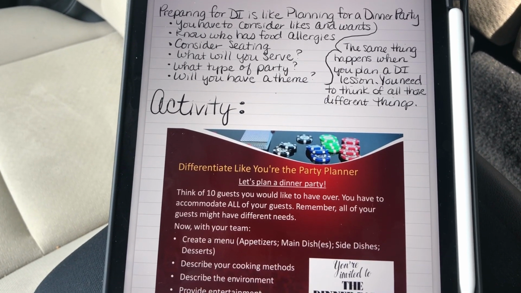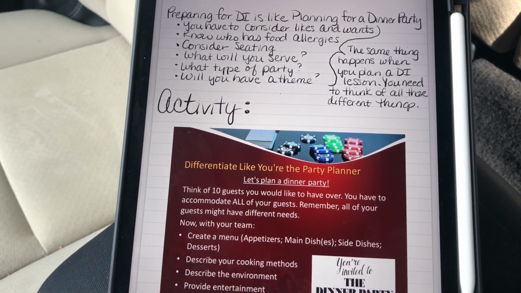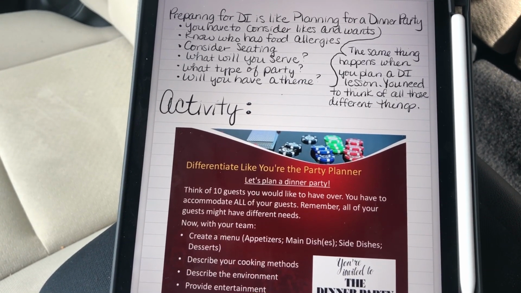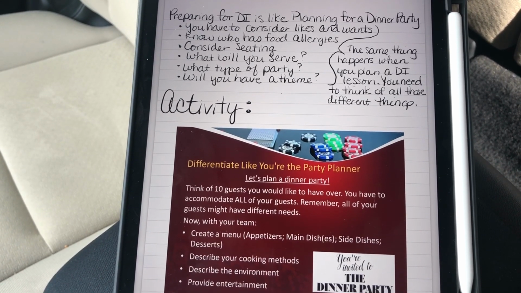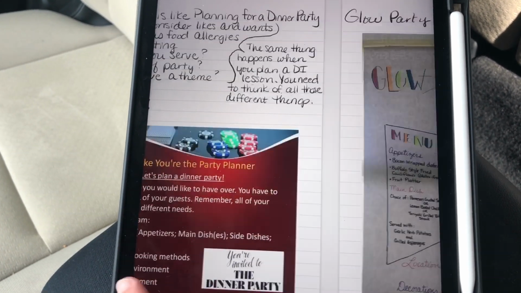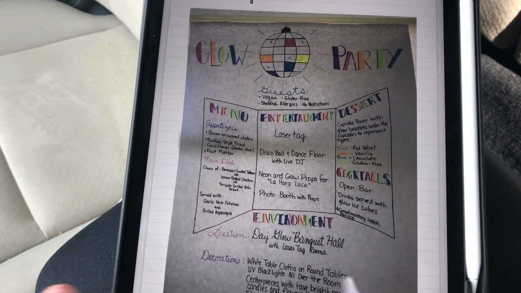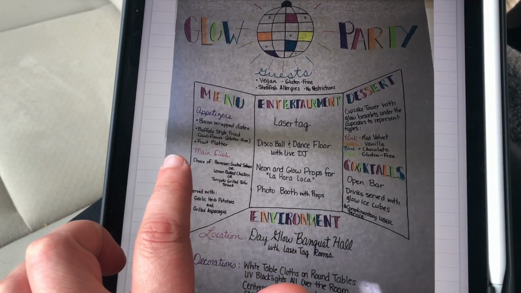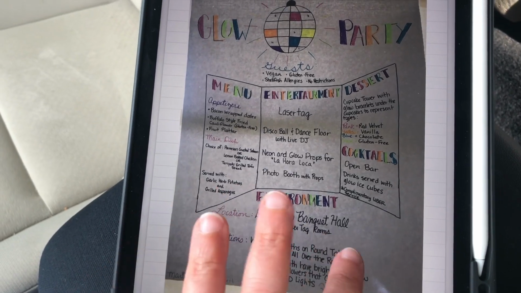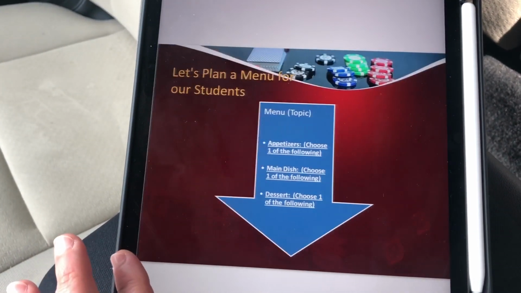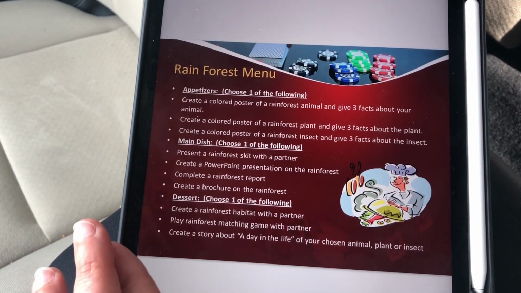Then we went over the fact that when you create a differentiated instruction lesson, it's like planning for a dinner party, because you have to take into consideration who are going to be your guests and what special restrictions they have and all that stuff. So then we decided to do a glow party, and that's how we were differentiating for our guests. So we had to create a menu, entertainment, desserts, cocktails, the environment, and talk about that. And then we transferred it over to actually creating activities that are differentiated for our students.